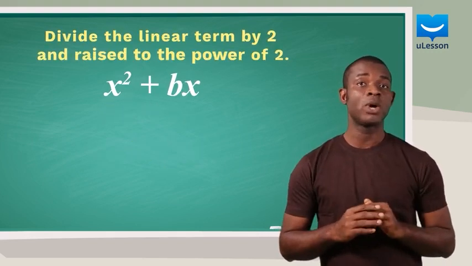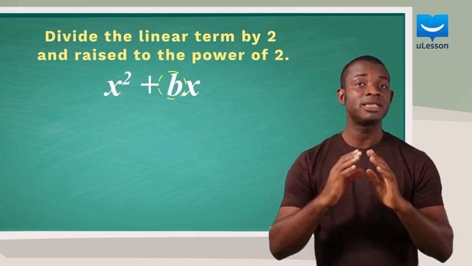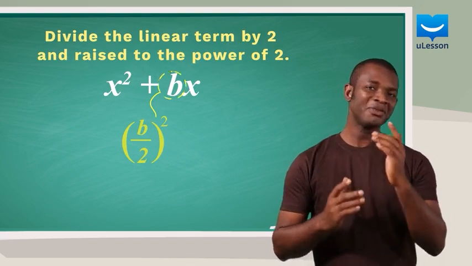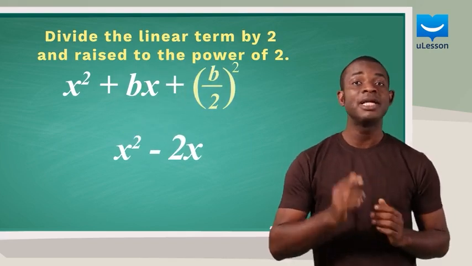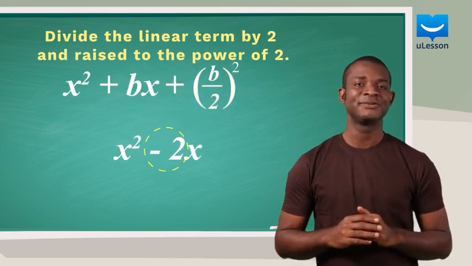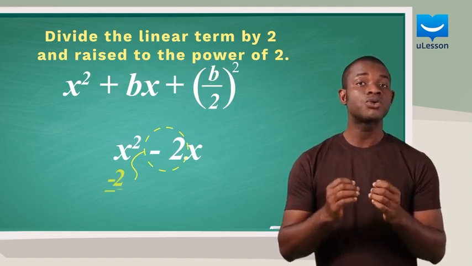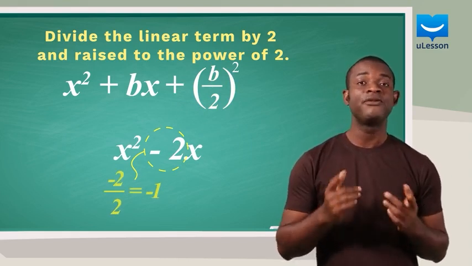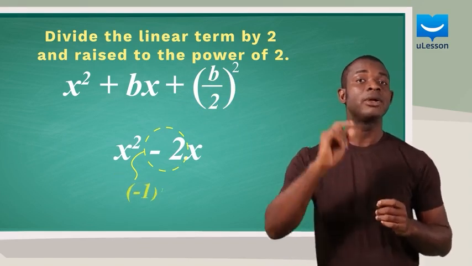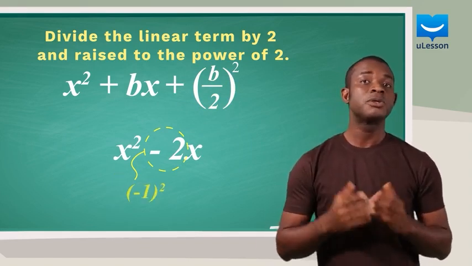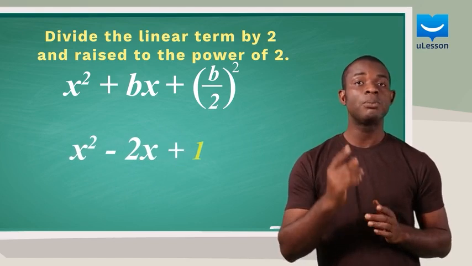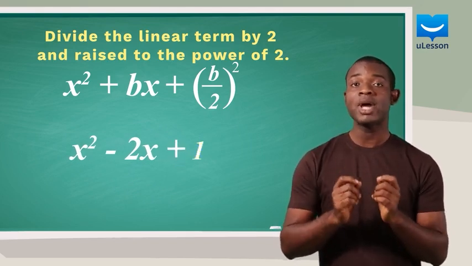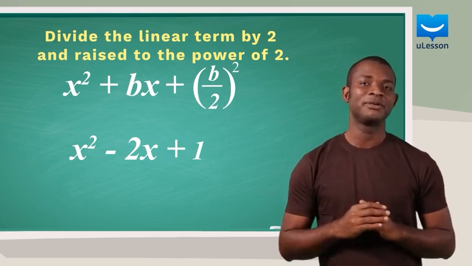Once the coefficient is 1, we take the value of the linear term, divide it by 2, and then square the result. Looking at one of our earlier examples, the linear term is -2. Hence, we have -2 divided by 2, which gives -1. Therefore, we will have (-1)^2. So (-1)^2 is equal to +1. And this is what must be added to make x^2 - 2x a perfect square.